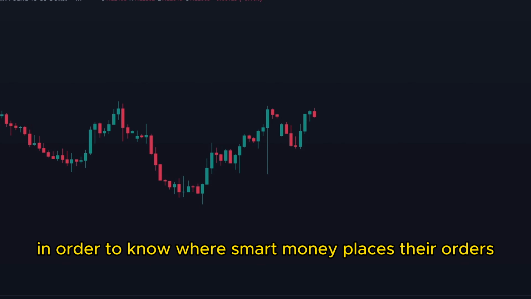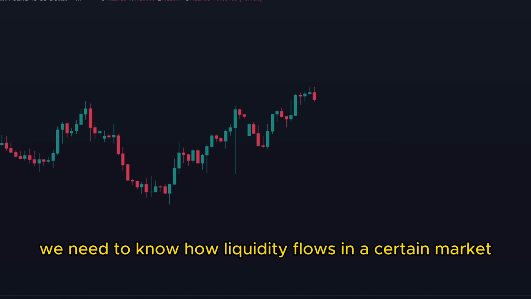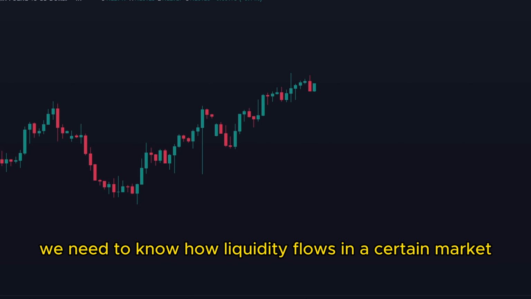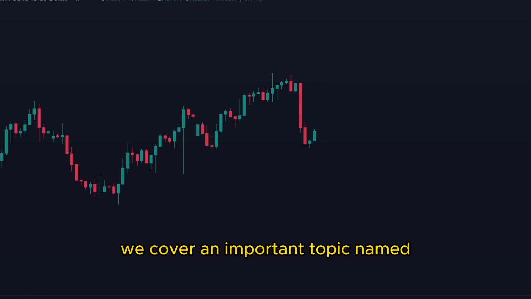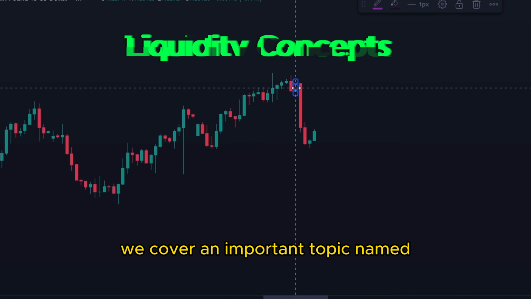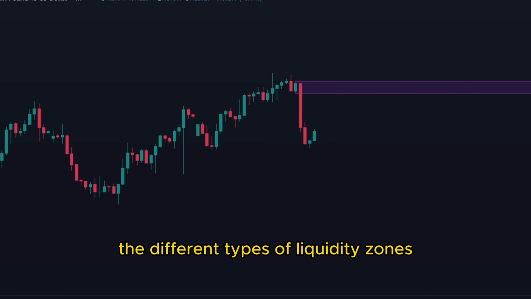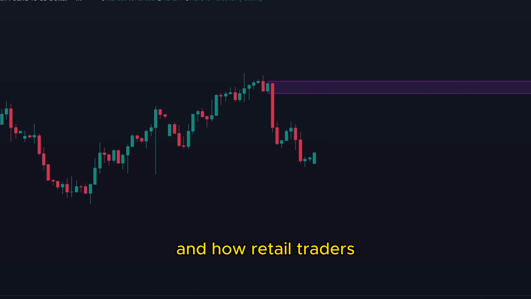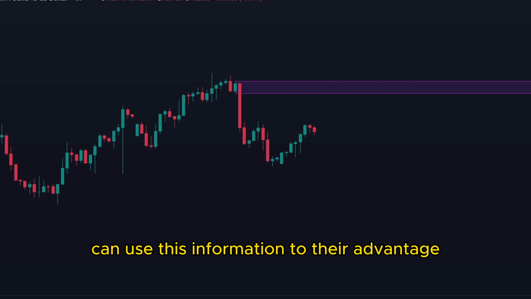In order to know where smart money places their orders, we need to know how liquidity flows in a certain market. In today's video, we cover an important topic named liquidity concepts, the different types of liquidity zones, and how retail traders can use this information to their advantage.